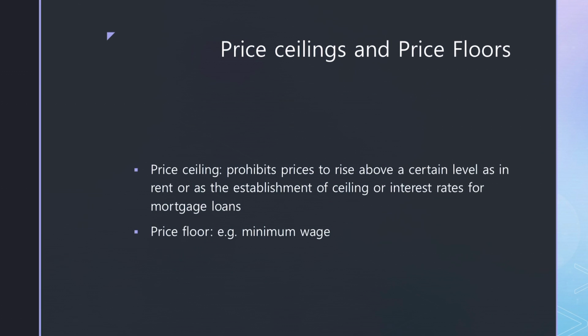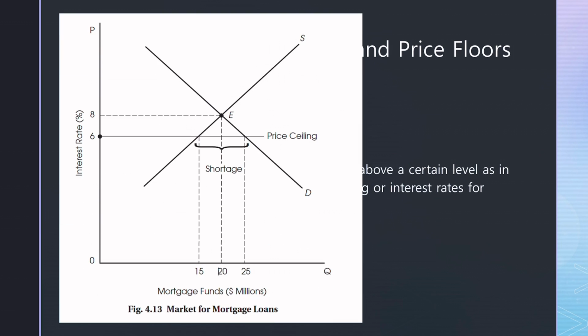Also, there are additional terms called binding price ceiling and binding price floor, which means the price ceiling or price floor is effective, but if it's not binding, then it doesn't have much effect. So first off, this is what a price ceiling looks like. If you see here, it's a ceiling, and it's below the equilibrium price. You have to remember this. And because it's below the equilibrium price, you get a shortage.